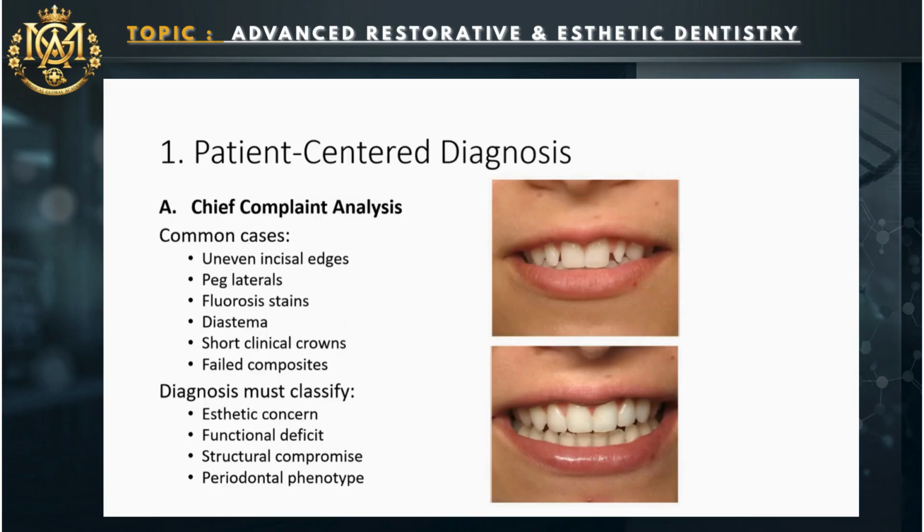The most common causes are uneven incisal edges, peg laterals, fluorosis stains or tetracycline stains, diastema, short clinical crowns, or previous attempted aesthetic correction. That means there can be failed composite restorations. So these are the main reasons why a patient seeks aesthetic correction of their smile. Now, diagnosis must classify the aesthetic concern, functional deficit, structural compromise, and periodontal phenotype of the patient.